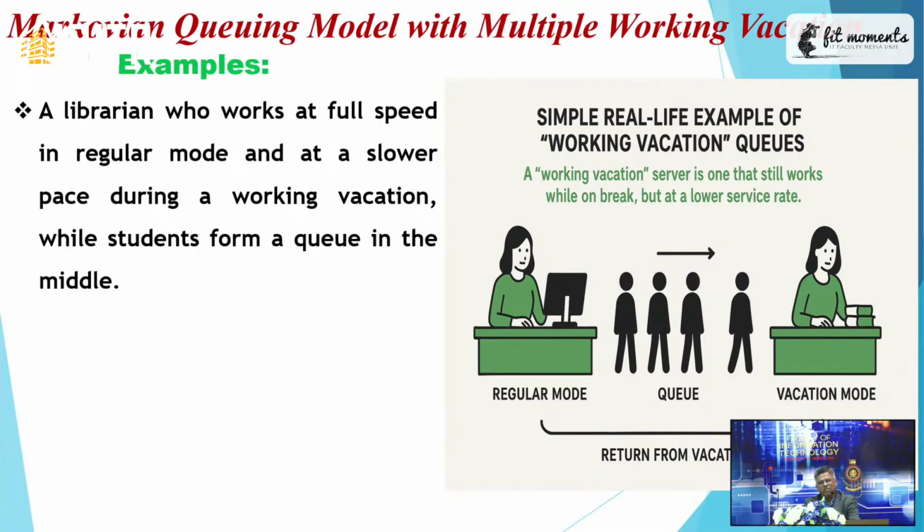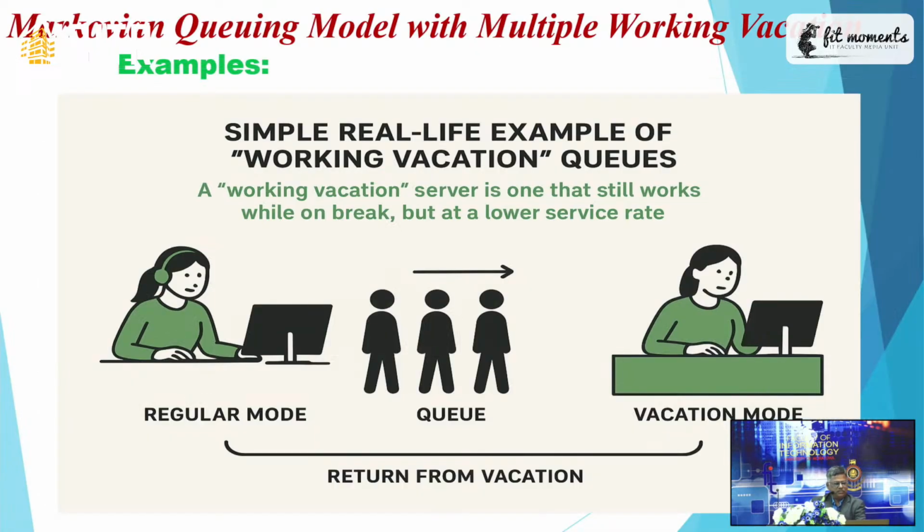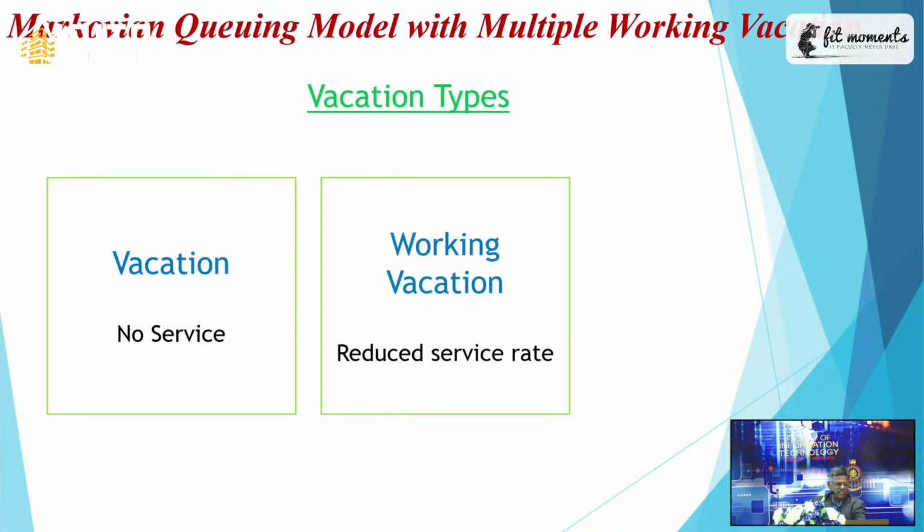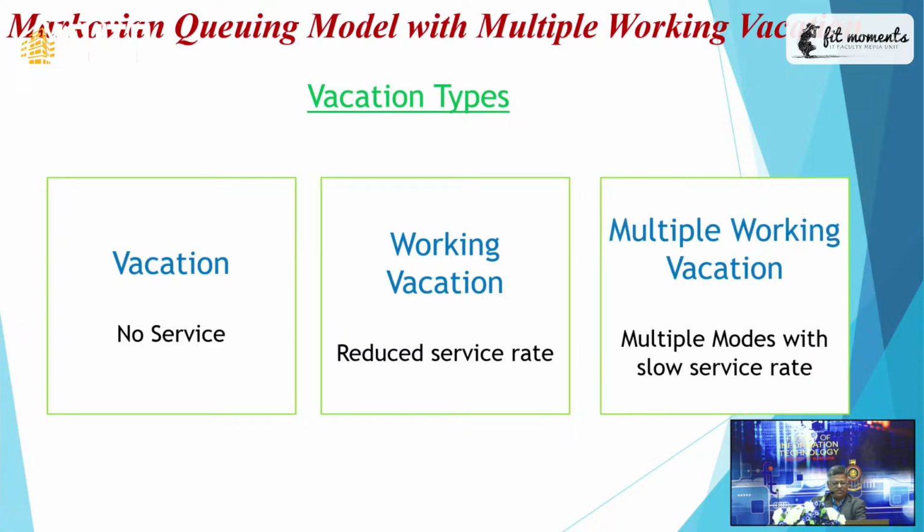This is an example for normal service: a librarian who works at full speed in regular mode and at a slower pace during a working vacation. Suppose the students form a queue, then the server, the librarian, moves to the faster service. Vacation type: the vacation is no service. Working vacation: reduced service rate. Multiple working vacation: multiple modes with slower service rate. This is the difference.